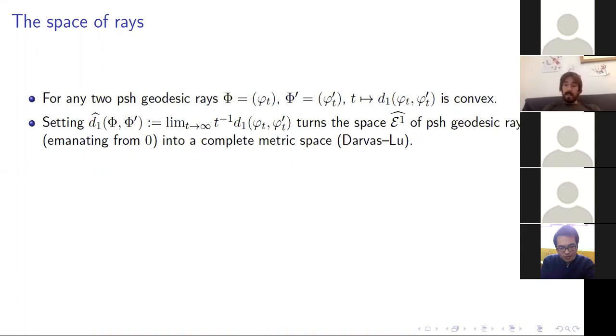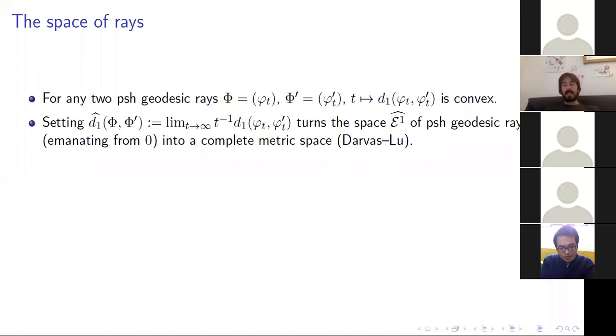It was proved by Darvas and Chinh Lu that this endows the space E1 hat of all PSH geodesic rays in E1 with a complete metric space structure. And it's also, in fact, a geodesic space. You have a notion of geodesic in the space of rays. And by the previous result that we saw, the one that says that coercivity of M is to be tested along rays, what we get is that coercivity of M is equivalent to the coercivity of M hat, the function induced by M on the space of rays by taking the slope at infinity along rays with respect to the metric d1 hat.